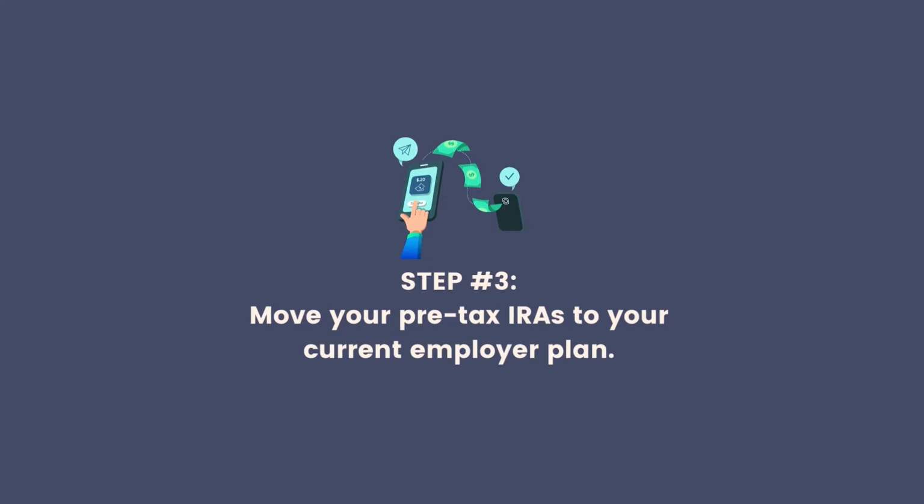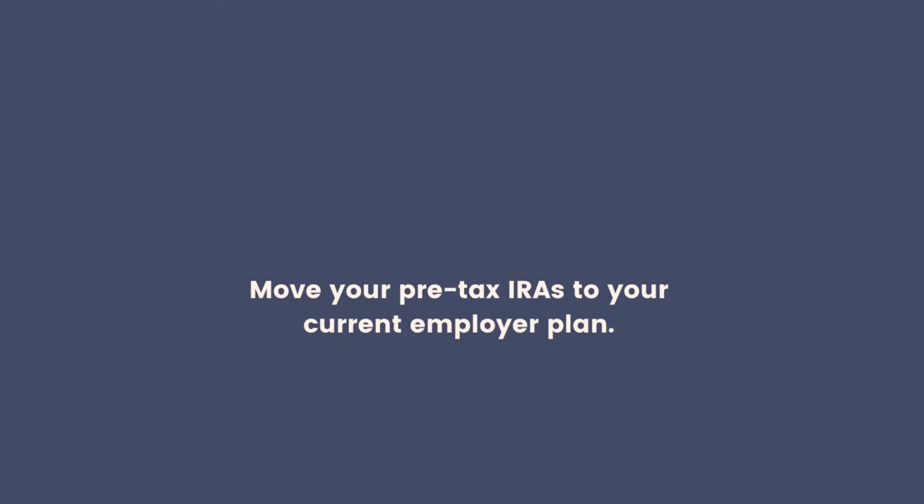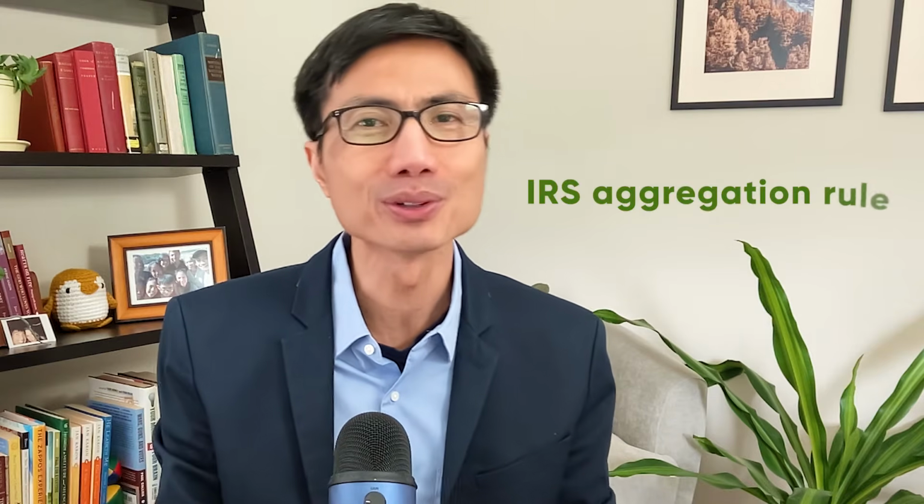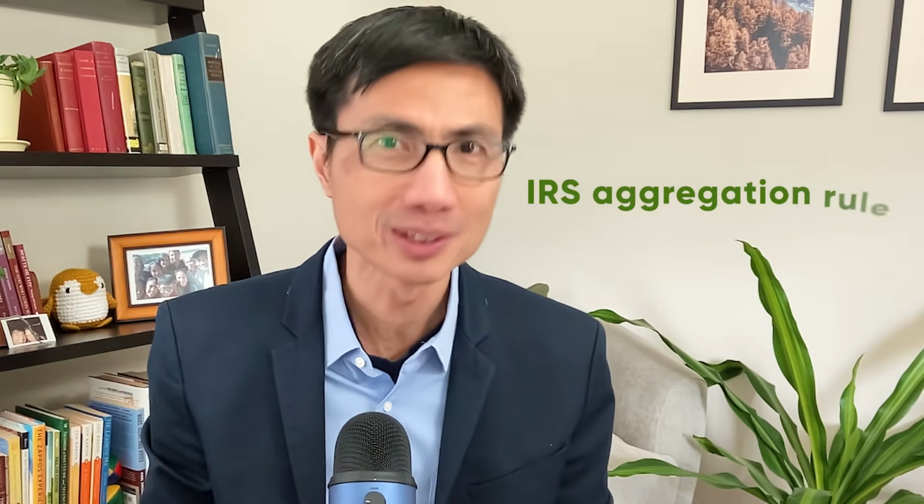The third step in doing a Backdoor Roth IRA in Fidelity properly is move your pre-tax IRA money into your current 401k or 403b or TSP retirement plan if you work for the government. What do I mean by this? There is another boring IRS rule called the IRS aggregation rule, which is not so boring if you get a huge tax bill if you skip this step. Let me explain how that works.